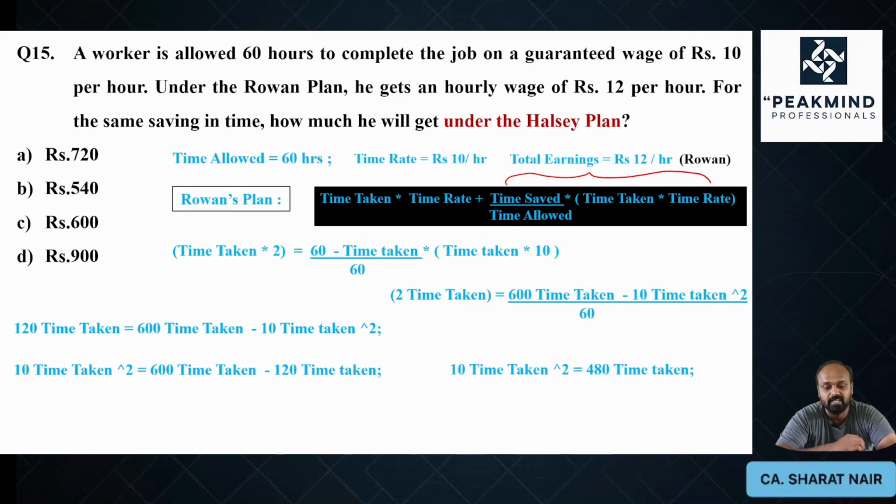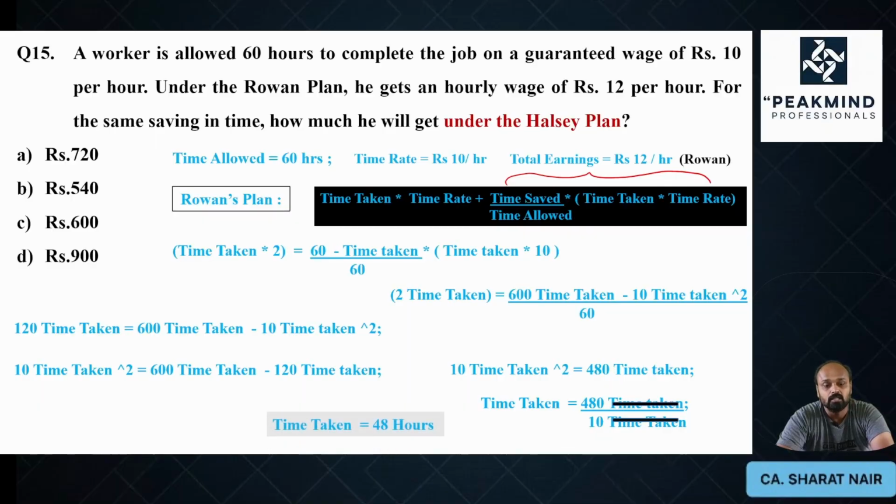Further simplifying it, 10 time taken square is equal to 480 time taken. Now, time taken is equal to 480 time taken divided by 10 time taken. So I retained one time taken on LHS, and the second time taken I have taken to the RHS side, which forms the part of your denominator. So time taken gets struck off. The remaining is 480 divided by 10, which is 48 hours.